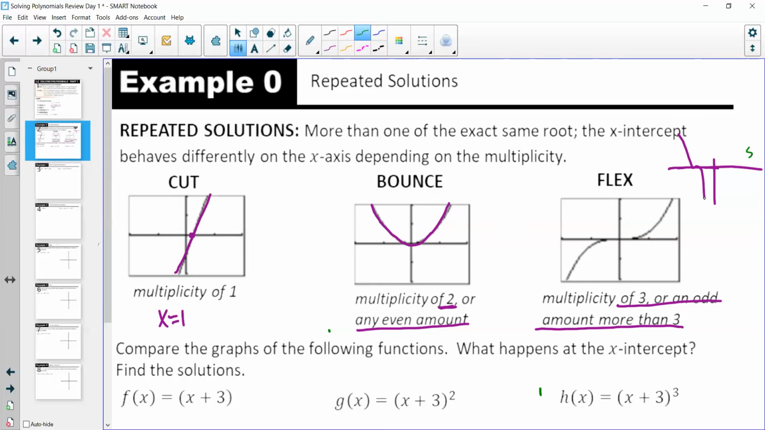Now, with an even number, that space is going to get wider the more multiplicities we have of something. So when it's a 2, it just hits and comes back off. But when it's a 4, it's a little bit wider. So that's what these different graphs will look like there.